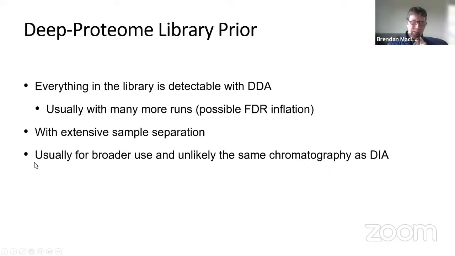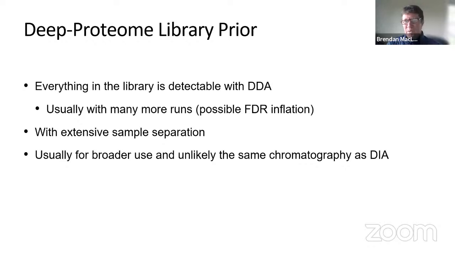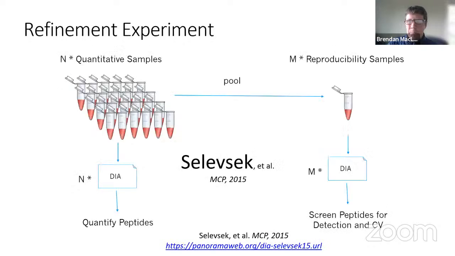But usually for broader use, if you use something that somebody else has produced, it's unlikely to have the same chromatography as your DIA, and maybe not even on the same instrument. And even in your own lab, it may not have exactly the same chromatography, because it took you so many runs to build a library that you're going to bring it back months, years later and use it. So like the Ebersol lab produced a pan-human library that they then used for many months to years, and it's publicly available.